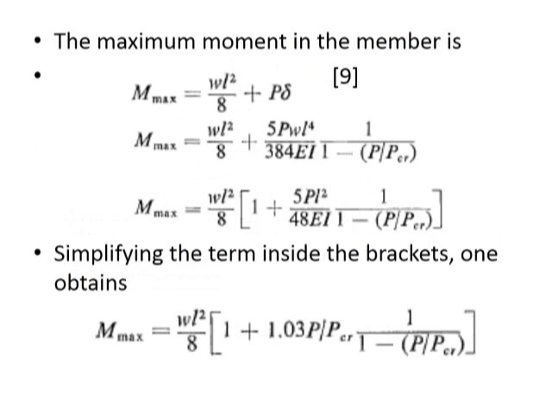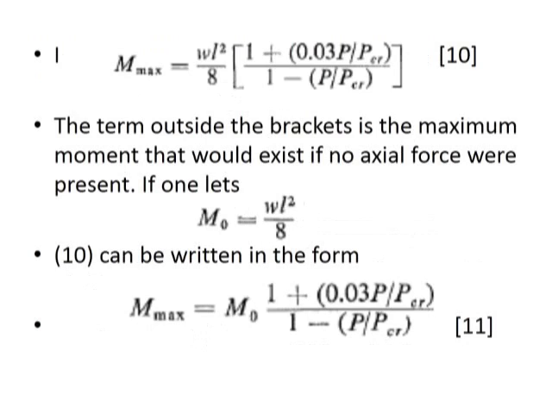The maximum moment in the member is given by Mmax equal to WL squared by 8 plus P delta. On substituting the other equation, Mmax is equal to WL squared by 8 into [1 plus 5PL squared by 48 EI into 1 by (1 minus P by PCR)]. Simplifying the terms inside the bracket, one will obtain Mmax is equal to WL squared by 8 into [1 plus 0.03 P by PCR by (1 minus P by PCR)].